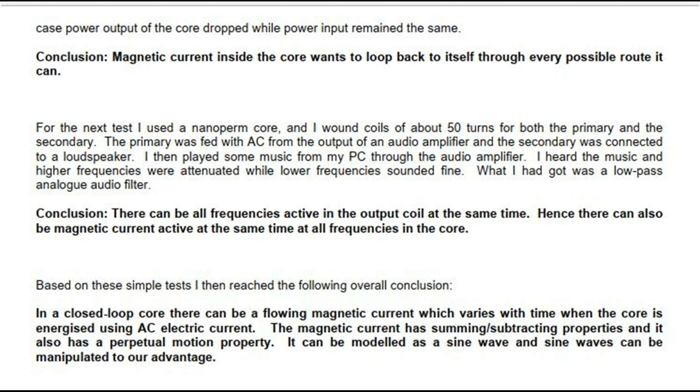For the next test I used a nano perm core, and I wound coils of about 50 turns for both the primary and the secondary. The primary was fed with AC from the output of an audio amplifier and the secondary was connected to a loudspeaker. I then played some music from my PC through the audio amplifier. I heard the music and higher frequencies were attenuated while lower frequencies sounded fine. What I had got was a low-pass analog audio filter.